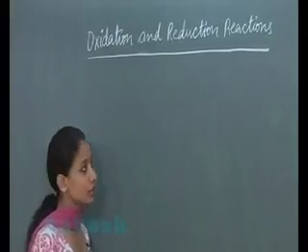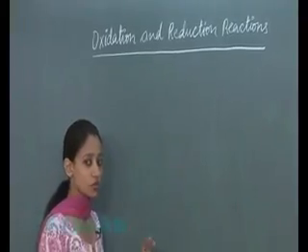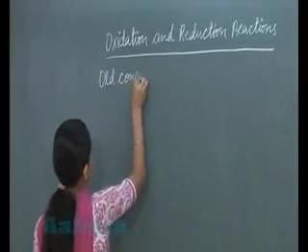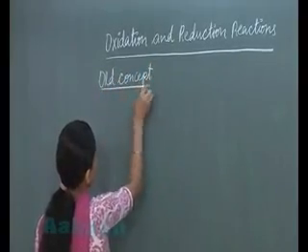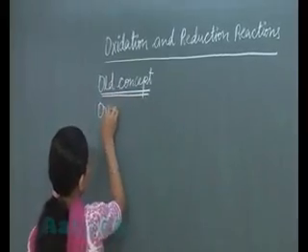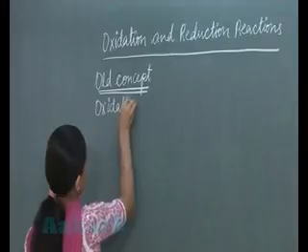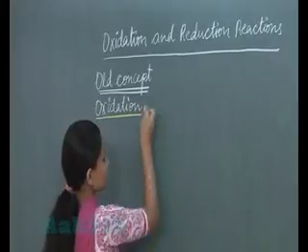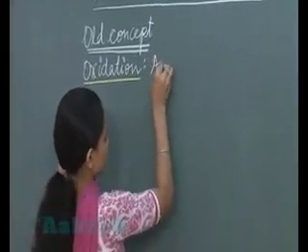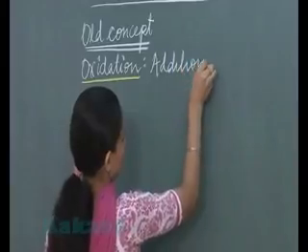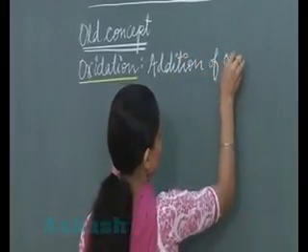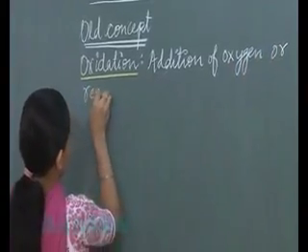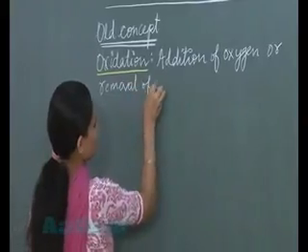First of all, let us know these oxidation and reduction reactions according to the old concept. So let us see what the old concept says. Now students, according to the old concept, oxidation involves the addition of oxygen element or removal of hydrogen.